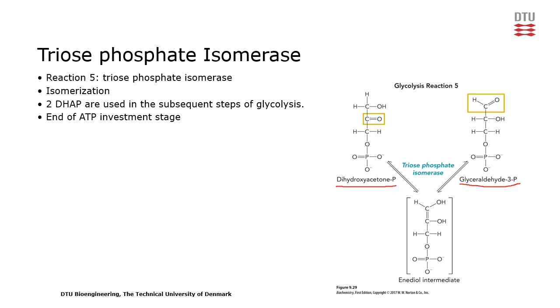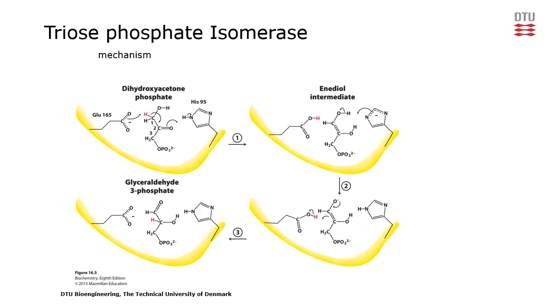Again, this is a step where we can play around a bit. So in different conditions, we can have different settings of these two things. Now, this stage also ends the ATP investment. So this is the first part of the glycolysis where we invested 2 ATP molecules into 1 mole of glucose. So at this stage, we have so far invested 2 ATP.